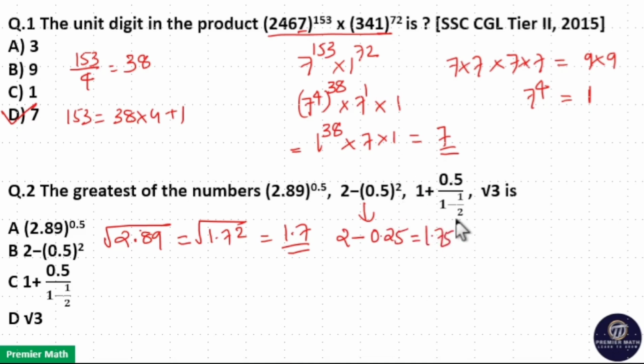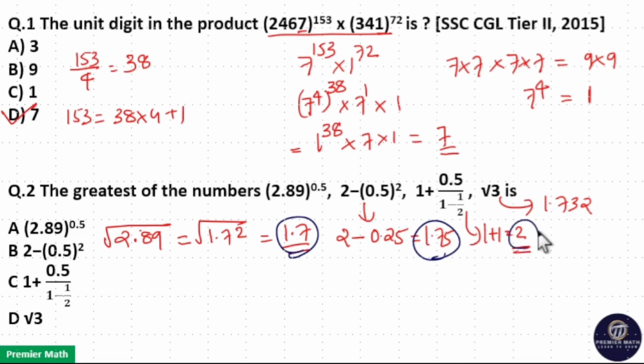Again, third term is equal to, here if you look at the denominator, 1 minus 1 by 2 is equal to 1 by 2, which is 0.5. So 0.5 by 0.5 is equal to 1. So this will become 1 plus 1 is equal to 2. Again, root 3 is equal to 1.732. So now the values are 1.7, 1.75, 2, 1.732. So here largest term is 2. Option C is your answer. 1 plus 0.5 by 1 minus 1 by 2 is the largest term.